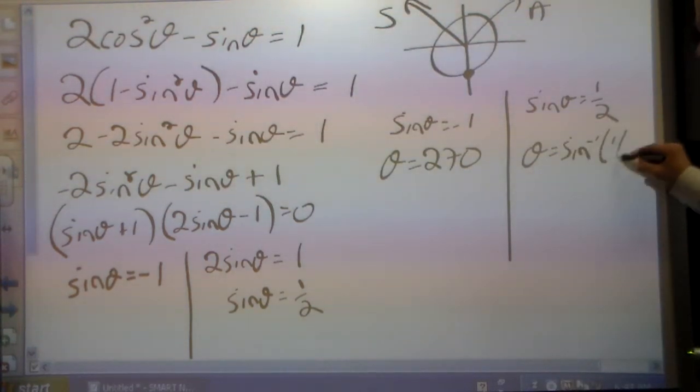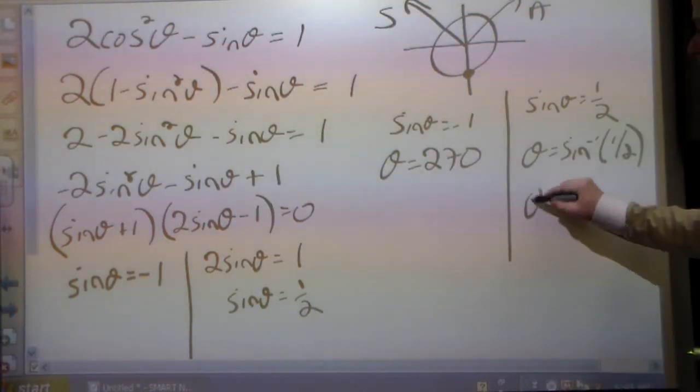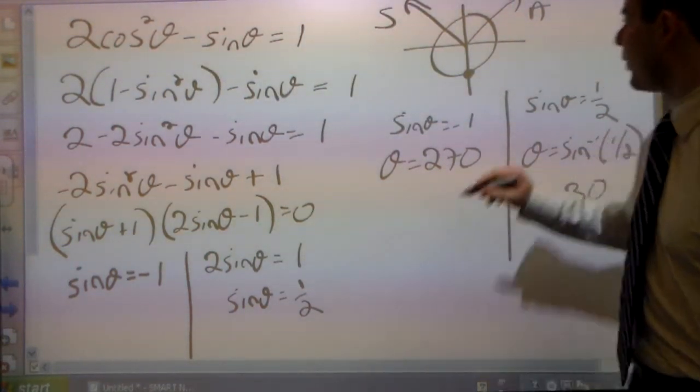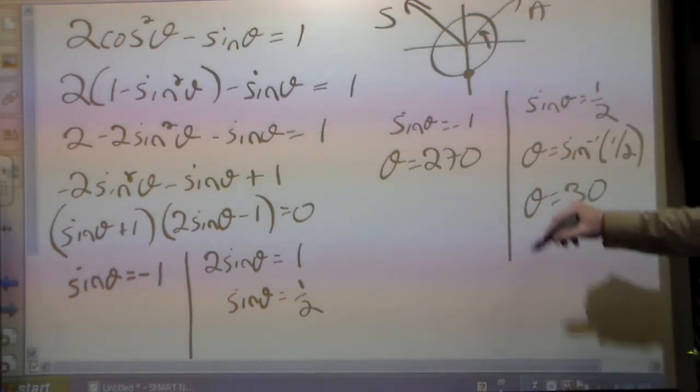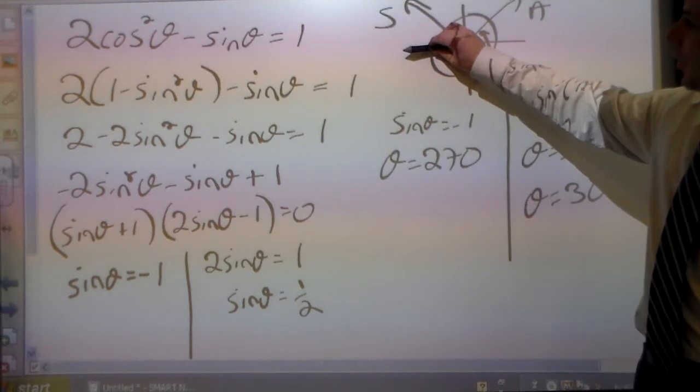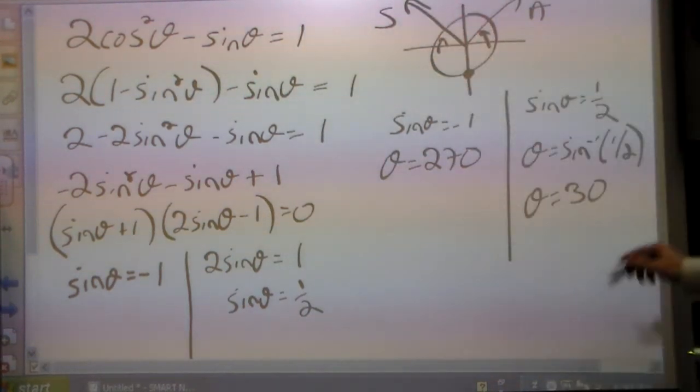The inverse sine of 1/2 will give us our reference angle. So our angle in this case is 30 degrees. But remember, that's only our reference angle, our first quadrant angle. We also want to put 30 degrees into the second quadrant. This is 180, and we're 30 before it. So our other solution is 150.